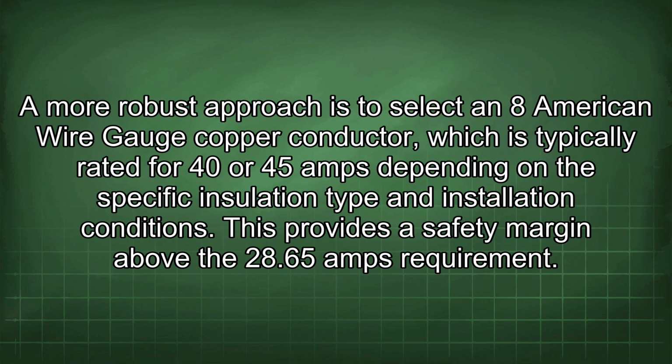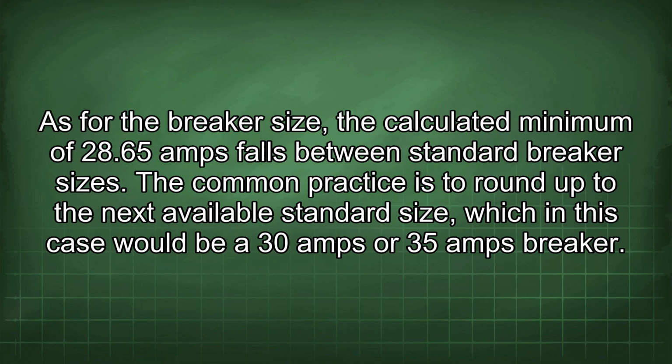A more robust approach is to select an 8 American wire gauge copper conductor, which is typically rated for 40 or 45 amps depending on the specific insulation type and installation conditions. This provides a safety margin above the 28.65 amp requirement. As for the breaker size, the calculated minimum of 28.65 amps falls between standard breaker sizes. The common practice is to round up to the next available standard size, which in this case would be a 30 amp or 35 amp breaker.